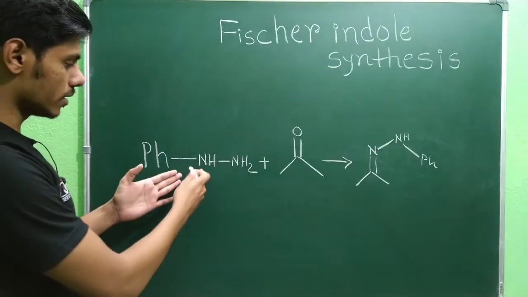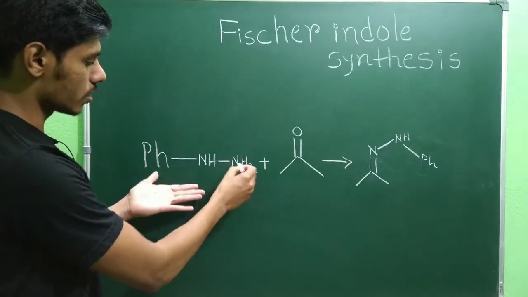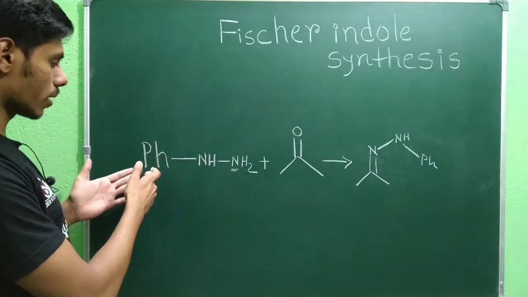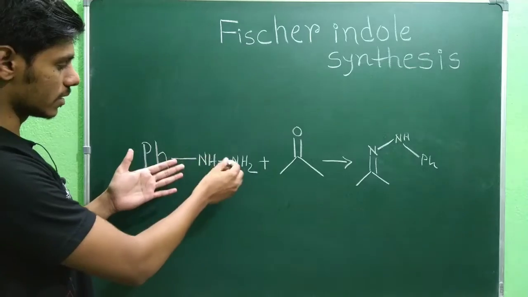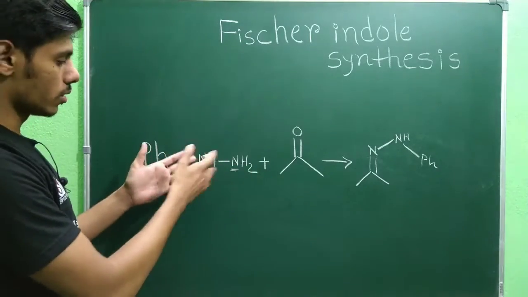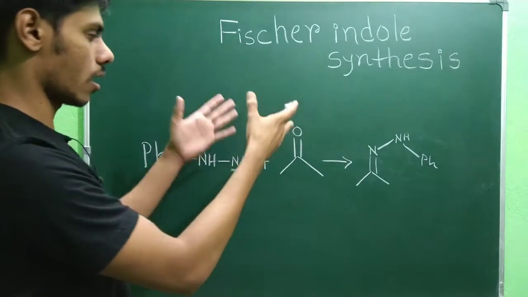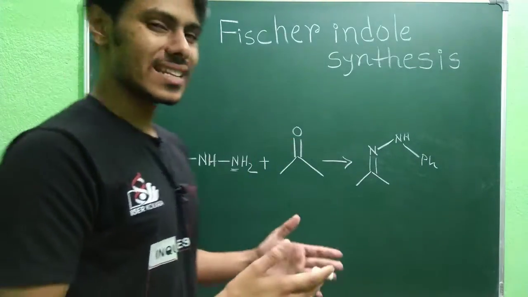Now between these two nitrogens, you can definitely understand that this nitrogen will be more nucleophilic, because this nitrogen lone pair is delocalized into the phenyl ring. At the same time, you can see sterically it is also free. So these two reasons make this nitrogen more nucleophilic, and that's why this nitrogen takes part in this Schiff base formation. Now what is the next step?